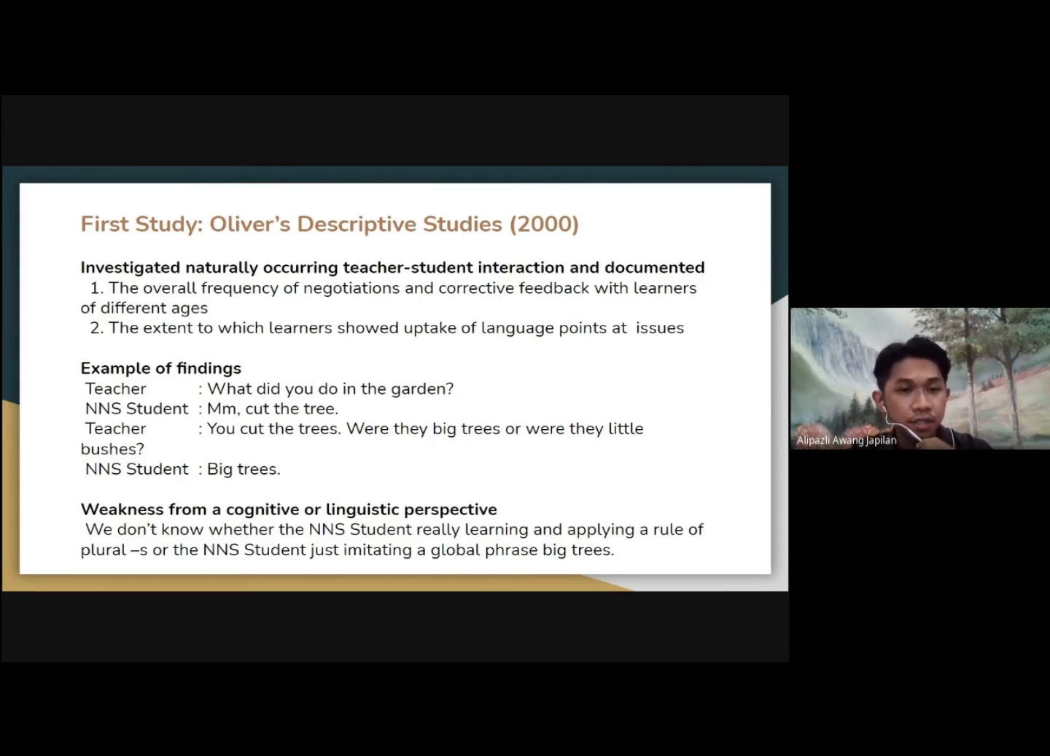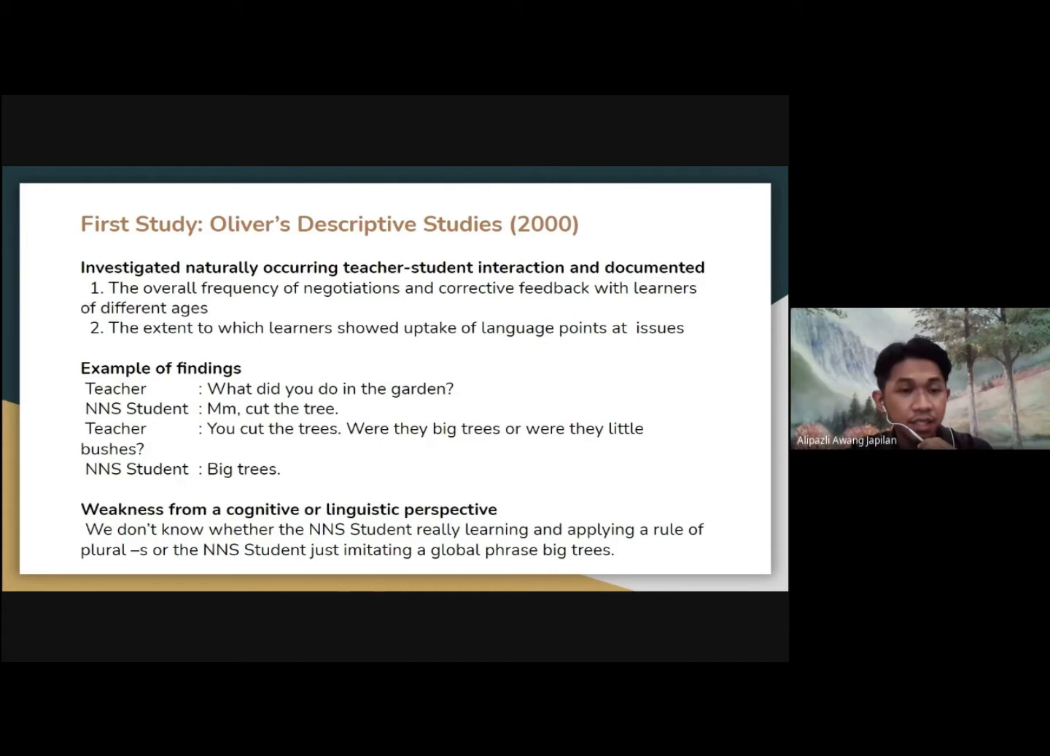First, the overall frequency of negotiation and corrective feedback with learners of different ages. And second, the extent to which learners showed uptake of language points at issue. All right, the following conversation is some of the examples of findings in Oliver's descriptive study.